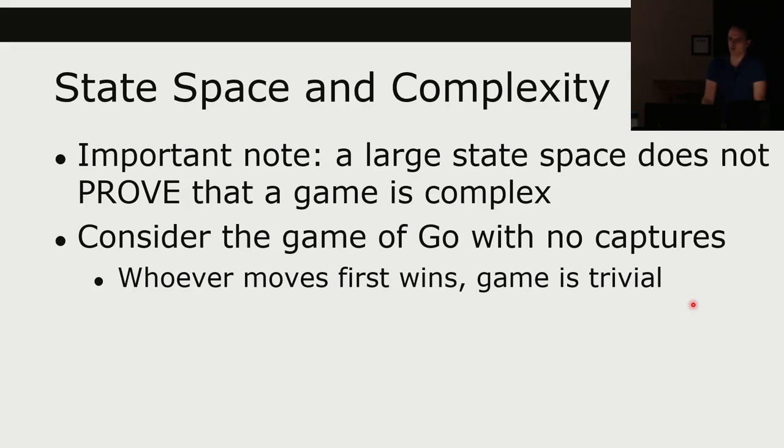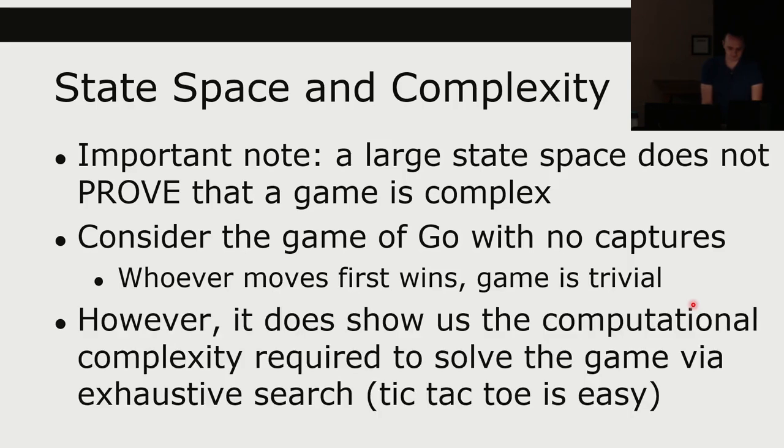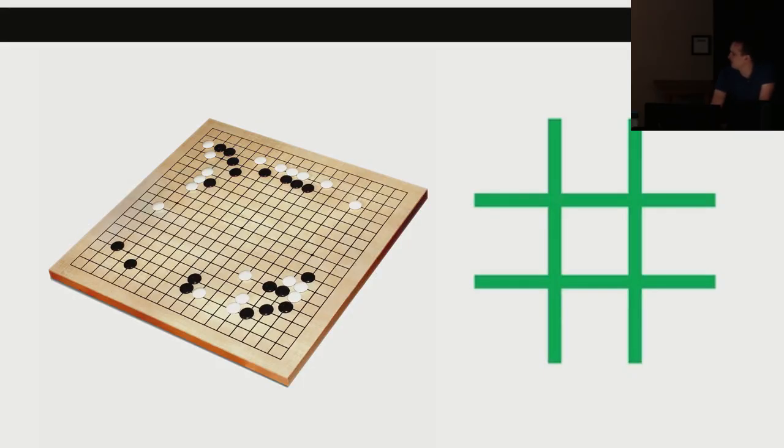But it's a good first step to tell you what type of algorithm you may want to apply. Because if you can just trivially solve it, you don't need to think about any strategy or call a bunch of experts and pay them for consulting time. You just solve the game right away. So it does show us the computational complexity required to solve the game via exhaustive search. I had a slide here already. So tic-tac-toe, solve it. Just write a program, a few lines of Python, have it out the door in an hour, right? No problem. Go, call up Google, right?